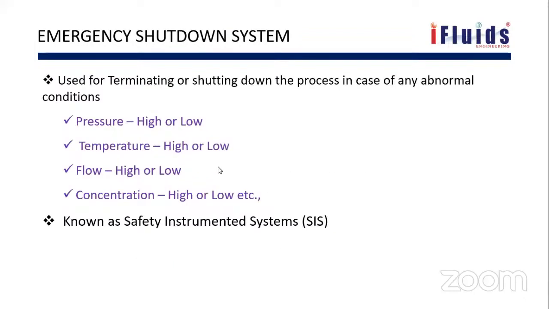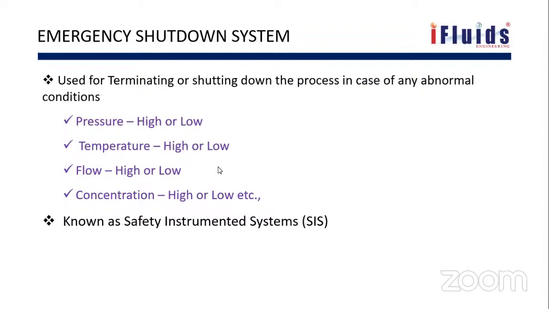So now we have studied the basic process control system. These help to operate the plant in a normal way. Whatever we have discussed is for normal operation of the plant. Whatever we are going to discuss now is for emergencies. Emergencies may be high pressure, low pressure, high temperature, low temperature, high flow, low flow, high concentration, low concentration. So all these.